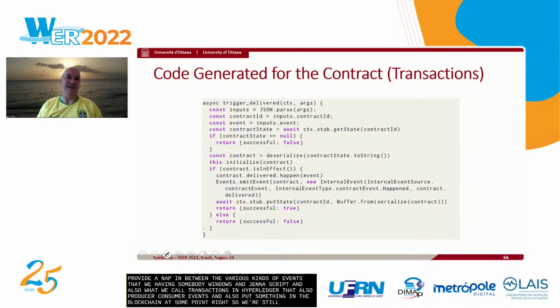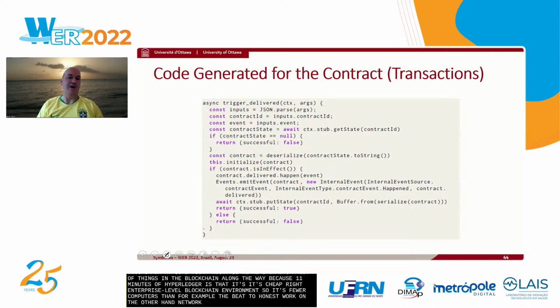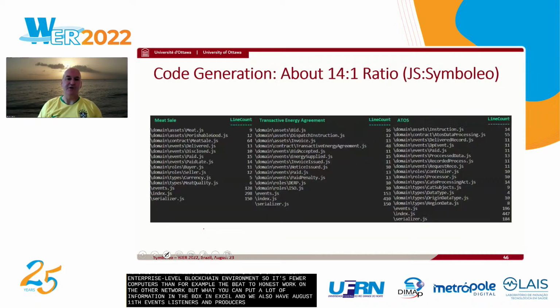So we're storing a lot of things in the blockchain along the way, because one benefit of Hyperledger is that it's cheap, right? It's an enterprise level blockchain environment, so it's fewer computers than, for example, the Bitcoin network or the Ethereum network. But you can put a lot of information in the blockchain itself. And we also have, obviously, a lot of event listeners and producers along the way.